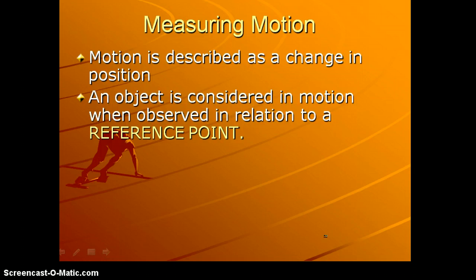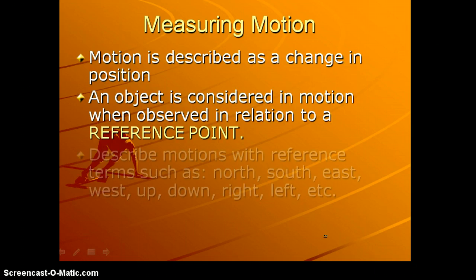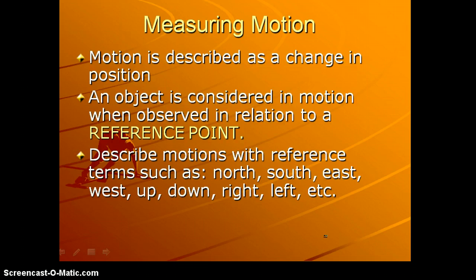So if you're in a car and you're in motion, the car is moving, then you're describing things outside of the car as in motion because your reference point is in the car. If you are standing on the sidewalk, the objects like a tree would not be moving because you're standing still. So your reference point does make a big difference in how you describe something in motion. You will generally describe motions with reference terms like north, south, east, west, up, down, right, left, in a straight path, in a circle, around a track, something like that.